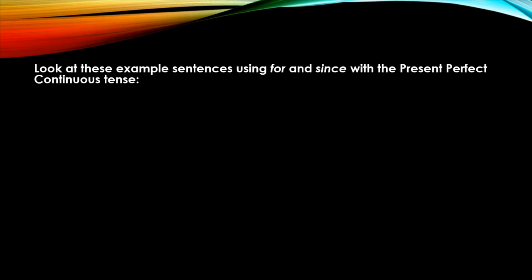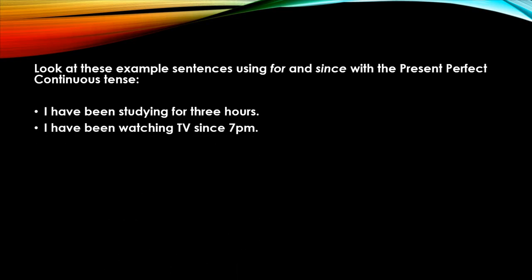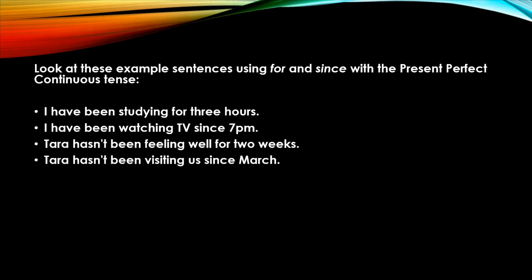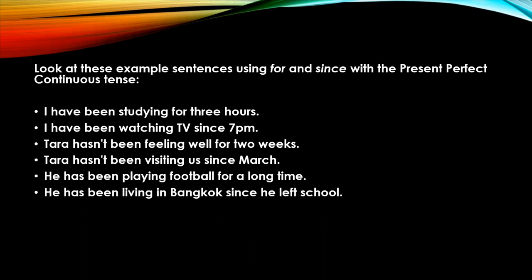Look at these example sentences using for and since with the present perfect continuous tense. I have been studying for 3 hours. For 3 hours is a period of time, that's why we are using for. I have been watching TV since 7 p.m. Tara hasn't been feeling well for 2 weeks. Tara hasn't been visiting us since March. He has been playing football for a long time. He has been living in Bangkok since he left school. So these are some examples by which you can easily notice where to use for and where to use since.